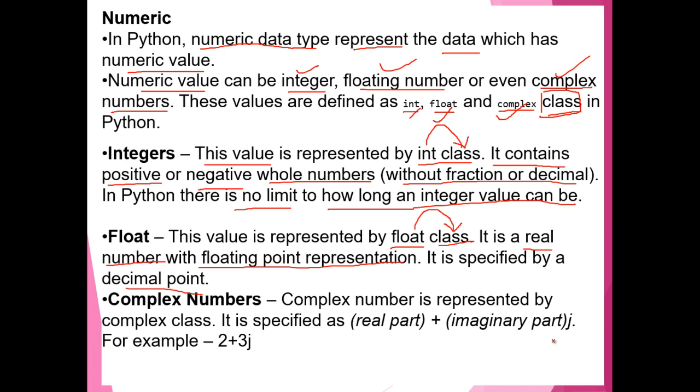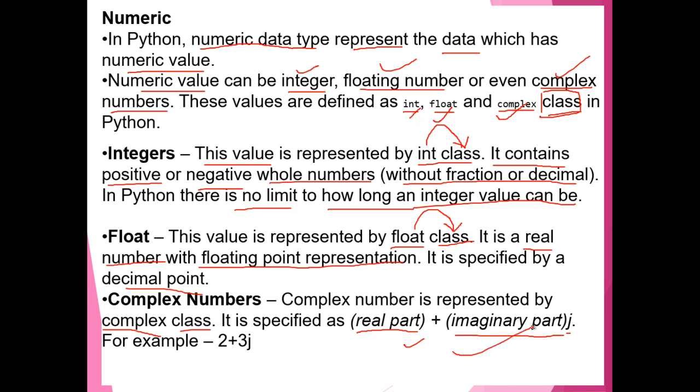Complex number is represented by the complex class, as integers are represented by the int class, and float is represented by the float class. The pattern for the complex number is that first you have to write the real part, then the imaginary part, and then you have to put the J symbol. When you learn about complex numbers, you will definitely understand what the real part and the imaginary part are in a complex number.